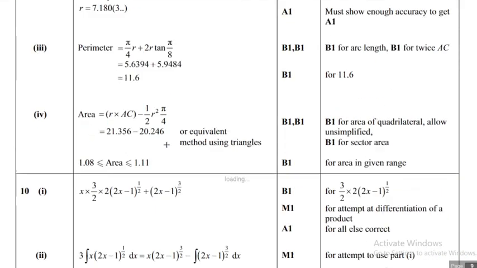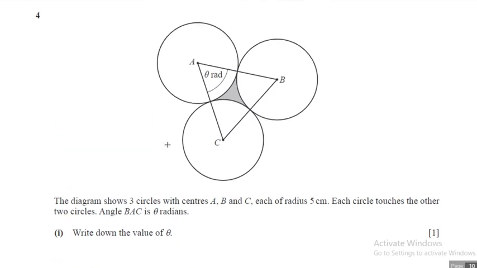Okay, look at this. The diagram shows 3 circles, center A, B, and C, each of radius 5 centimeters. So the radius here is 5, 5, 5. Each circle touches the other 2 circles. Angle BAC is theta radians. So this is theta radians. Write down the value of theta.